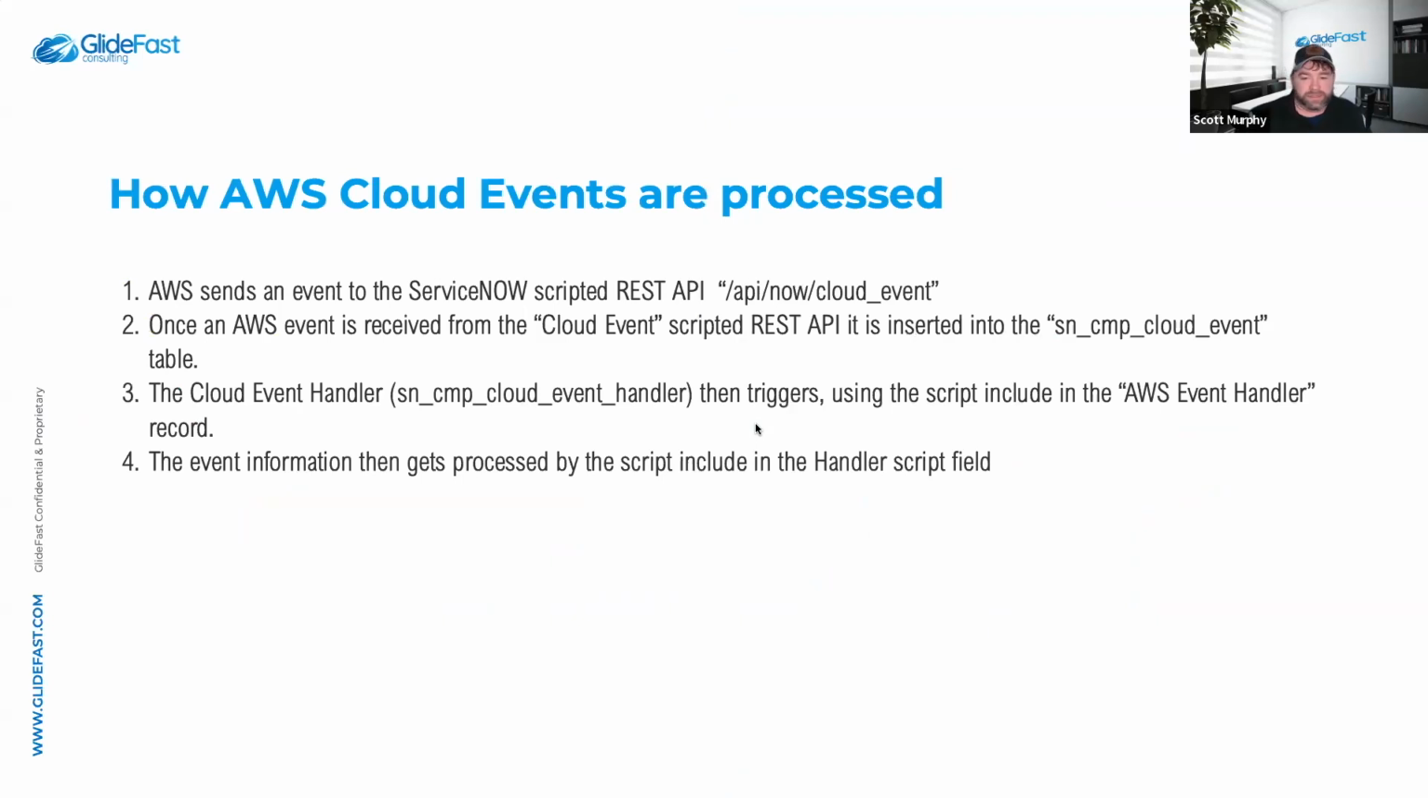Sends it to this scripted REST API. Once an AWS event is received from the cloud, it inserts into the cloud event table. Then the cloud event handler triggers. This is the piece that I mentioned earlier in the agenda that we'll probably have to modify. Using the script include AWS event handler record, the event information gets processed by the script include in the handler script. It will then go trigger that targeted discovery.